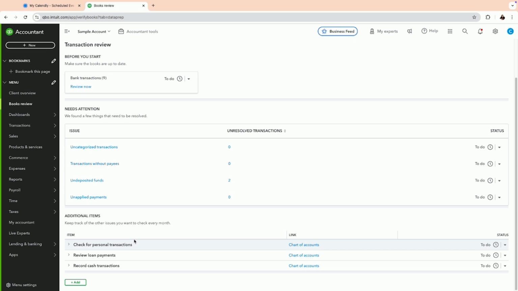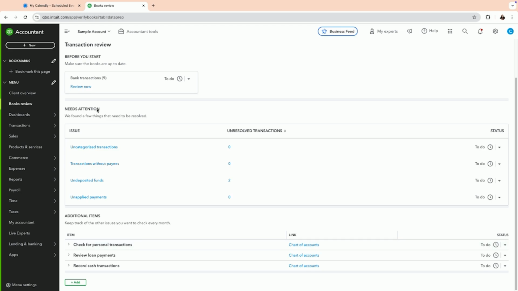All right, so you also want to make sure that at this point you record any cash transaction. So if you had a cash transaction, including transactions paid with funds outside QuickBooks, such as your personal bank account or personal credit card, you want to make sure you add those transactions into QuickBooks.